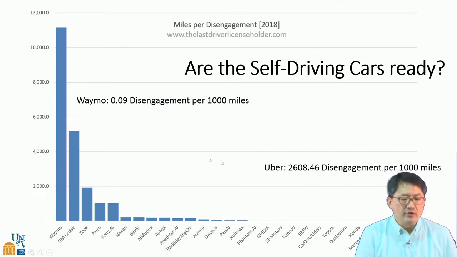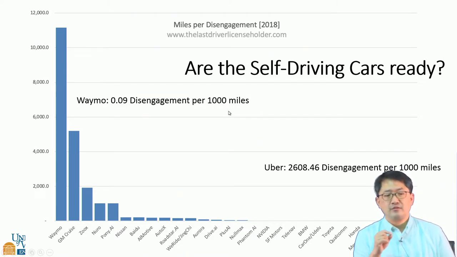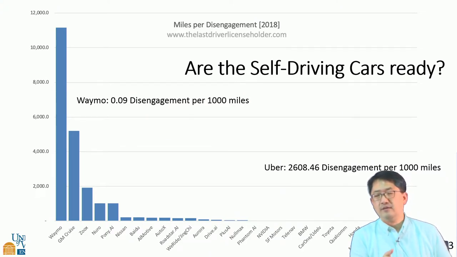And Waymo is showing about 0.09 disengagements per 1,000 miles. So if you assume 0.1, every 10,000 miles you have one disengagement. And I can confess that I probably have more than one oops situation during a year. I probably drive about 10,000 miles. So this is actually doing better than me right now. Probably a lot of people, most people.